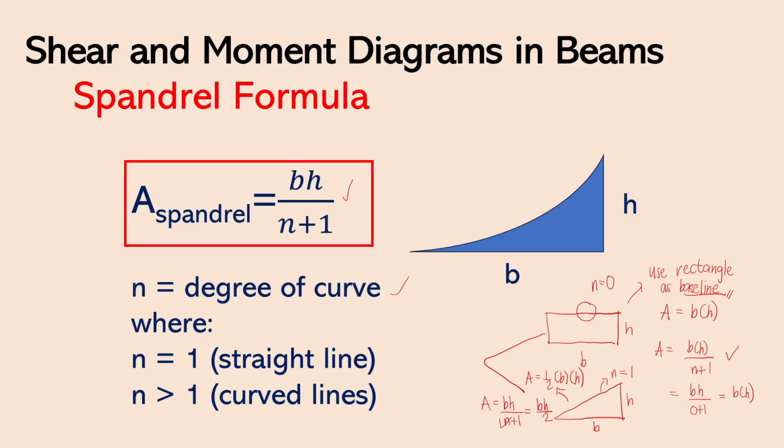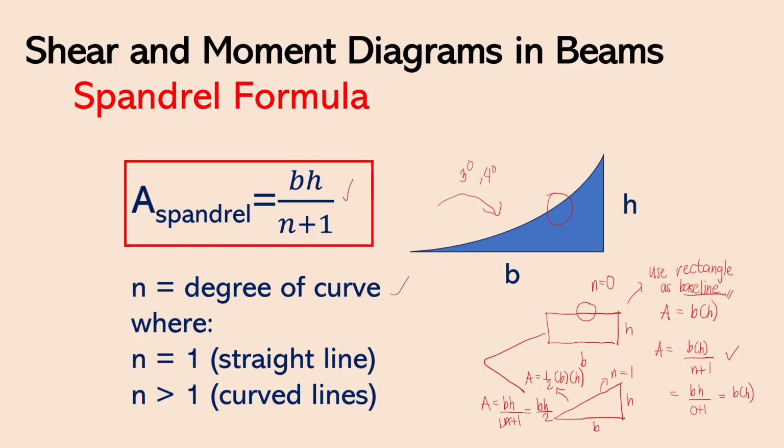And then, if n is greater than 1, let's say 2, 3, 4, and so on, it will be a curved line. So, it becomes like this. Now, again, this is a curved line, but the degree is not always 2. It can be 3rd degree, 4th degree, and so on, because this is what it looks like. It becomes curved. Now, this is the general formula for the area.